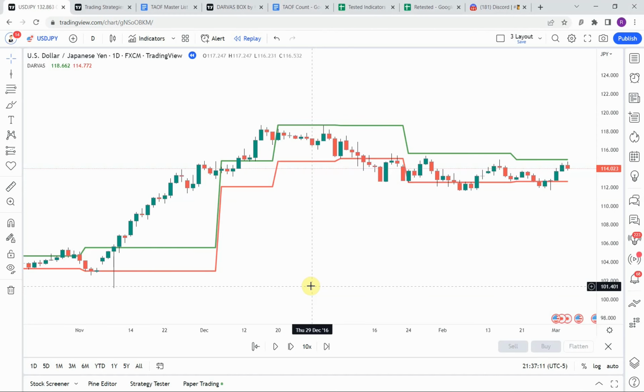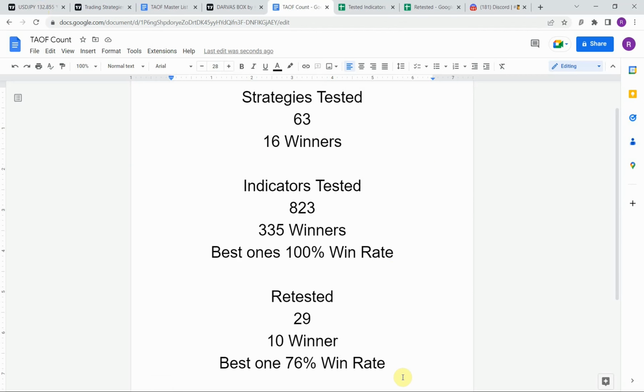Alright, as I said, today we will be testing the Darvas box indicator. Before we do though, I wanted to put the testing scoreboard up for everyone to see. So to date, we have tested a total of 63 different strategies, with 16 of them being profitable. We've also tested a total of 823 indicators, with 335 of them being winners. The best ones so far were able to achieve a 100% win rate. Now you need to go back and watch those videos to understand the context of how they were able to achieve that. So go back and watch those videos and see what you can get out of those winning indicators.